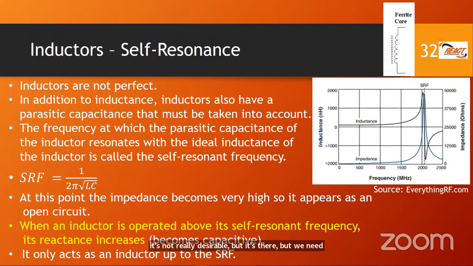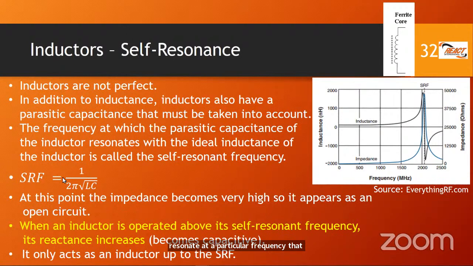Inductors may not be perfect, and we need to be aware of that capacitance that exists. The reason we need to be aware of that parasitic capacitance is because it will cause that inductor to resonate at a particular frequency that is called the self-resonant frequency.